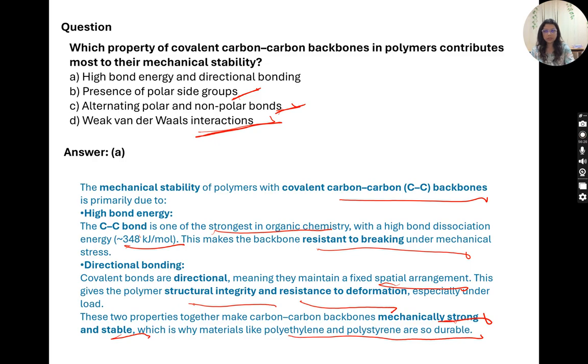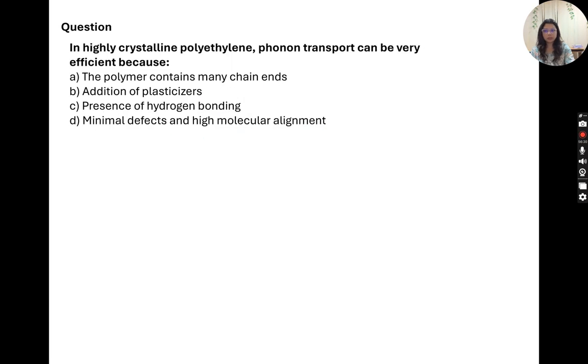Okay, this is clear. We will move forward to the next question. We will have some similar questions like this, which are related to polymers now.